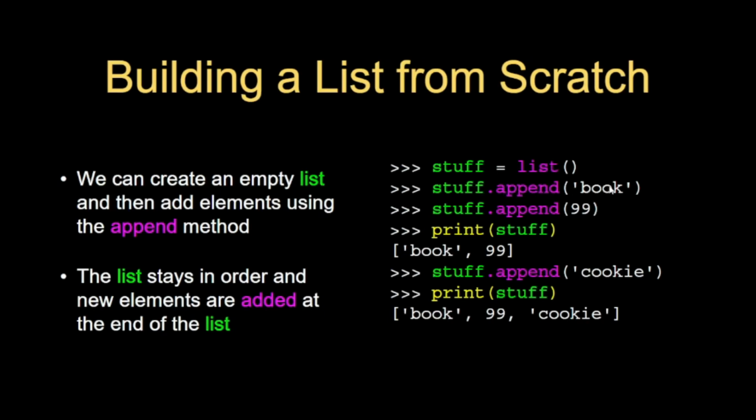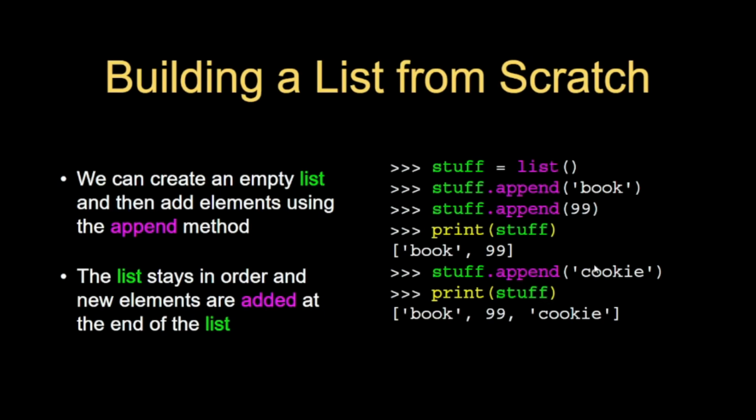Now stuff will contain one element, and that will be book. Again I write stuff.append 99. Now 99 will go at the end of the list. First there will be book, second will be 99. So if you print the list stuff, it will print book and then 99. Again, if I want to continue appending some other value like cookie, it will add the cookie at the end of the list.